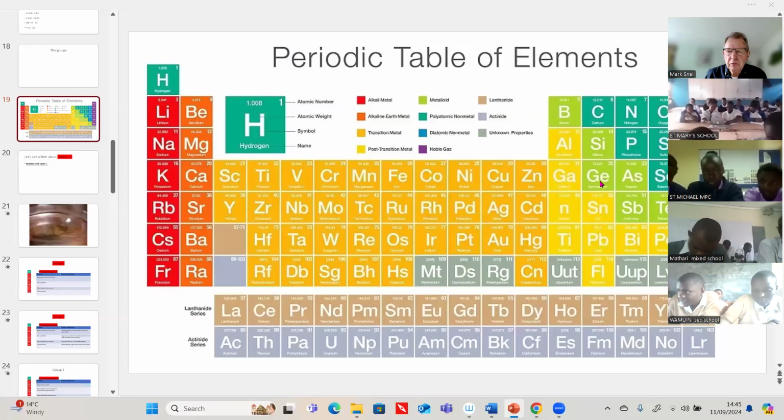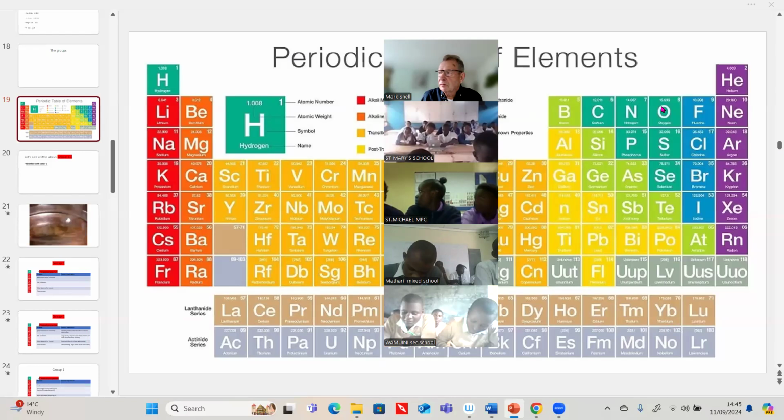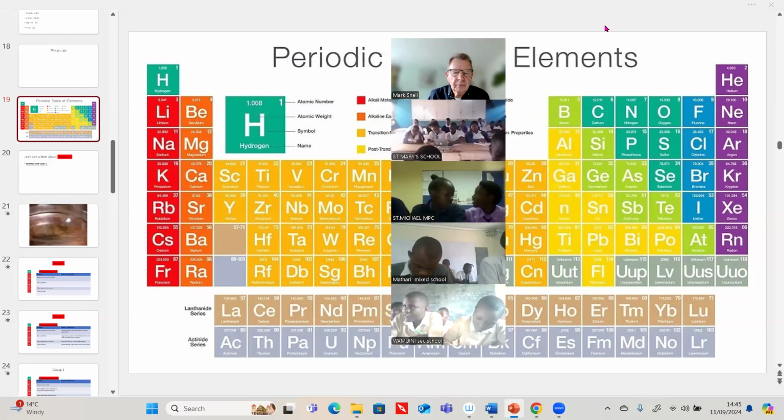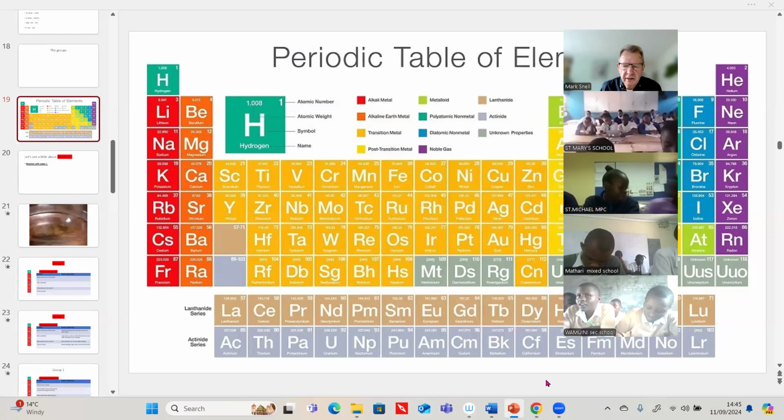Here's the periodic table just for a moment. Nitrogen is here at the top of group 5 and fluorine at the top of group 7. Okay, so nitrogen is atomic number 7 and fluorine is atomic number 9. Okay.